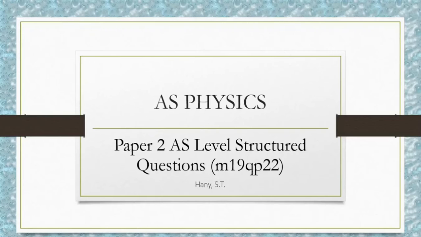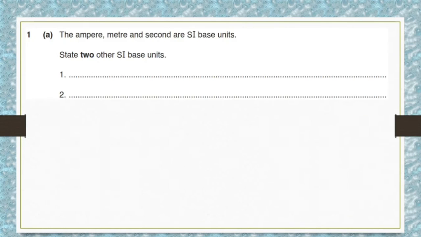In today's lesson, we are still reviewing the AS Physics. I will discuss Paper 2, AS Level Structured Questions from March 19, Question Paper 2-2. Number 1. The ampere, meter, and second are SI base units. State 2 other SI base units. We have 7 base units, and I will just mention here kilogram and Kelvin. Actually, we still have 2 more, which is candela and mole.